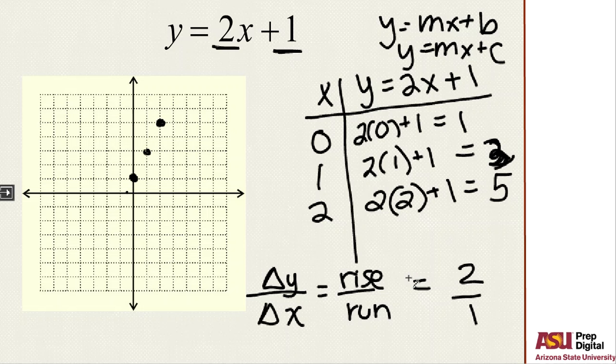I know it's 2 over 1 because the slope is a whole number 2. So that means the fraction it's equivalent to is 2 over 1. I can go backwards, down 2 and to the left, down 2 and to the left, if I want to create more points. And then drawing my line by connecting the points, I get my graph.